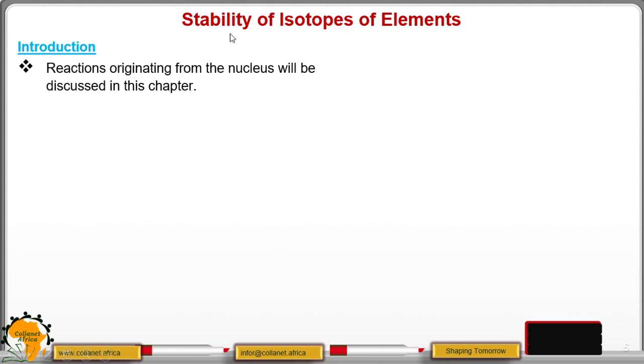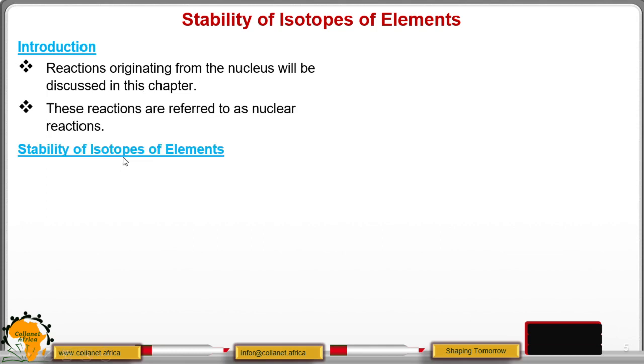Now in form 2 we also studied the reactions involving the valency electrons. But when we come to this topic, we are going to look at reactions that originate from the nucleus. And remember, in the nucleus we have what? We have protons and the neutrons. So we are not referring to the electrons that are in the energy level. These reactions that originate from the nucleus, we call them nuclear reactions.